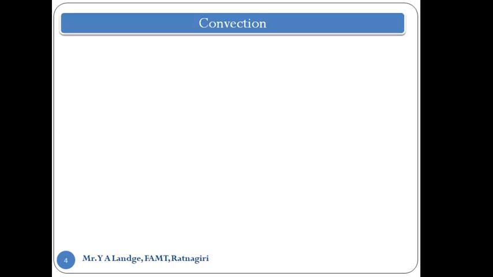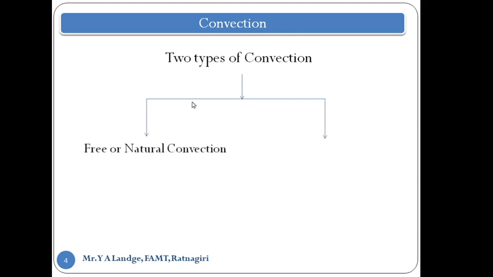So let's see first the convection. There are two types of convection. The first one is free or natural convection, and the second is forced convection. Now, what is free or natural convection? When the fluid flows naturally by the density difference, when buoyancy force acts on it, we call it free or natural convection. And forced convection is when we force the fluid to give it motion to flow.